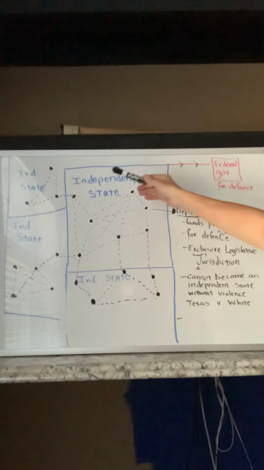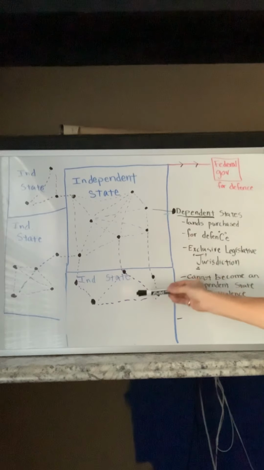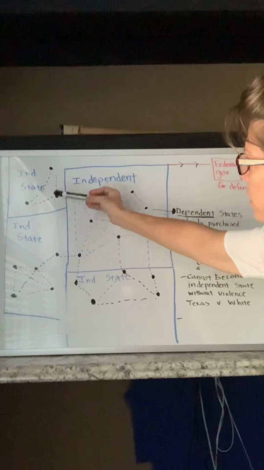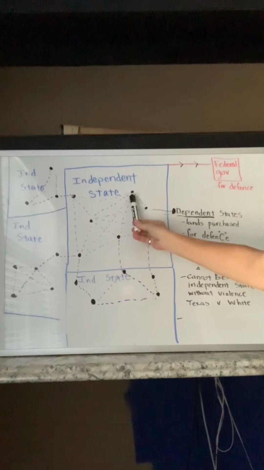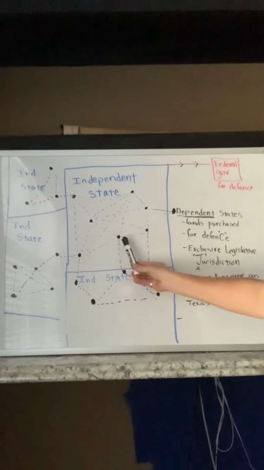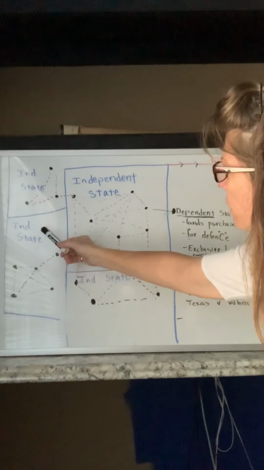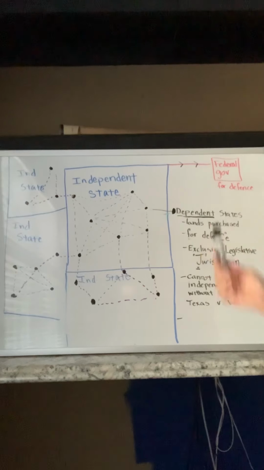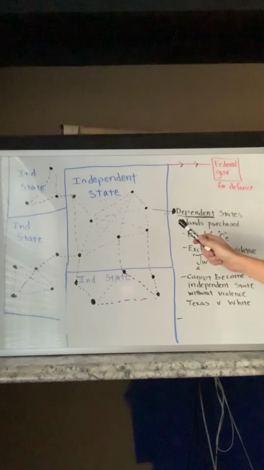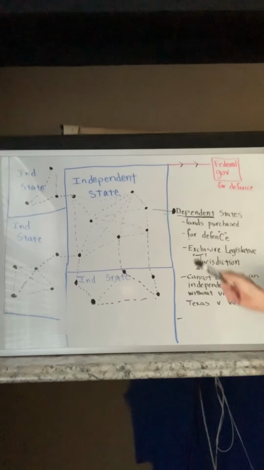This is just an example. This is an independent state, independent state, independent state. The black dots are the dependent states within the independent states. These are also called areas, enclaves, islands, federal lands, military reservations, posts, forts, arsenals, and if you're by the water, we can say that this was water here, ports.